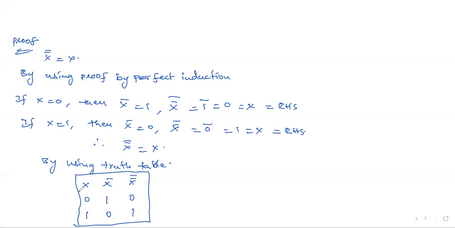By observing the x column and x complement whole complement column, both the values are the same. Because of that, we can say x complement and its complement is again x.